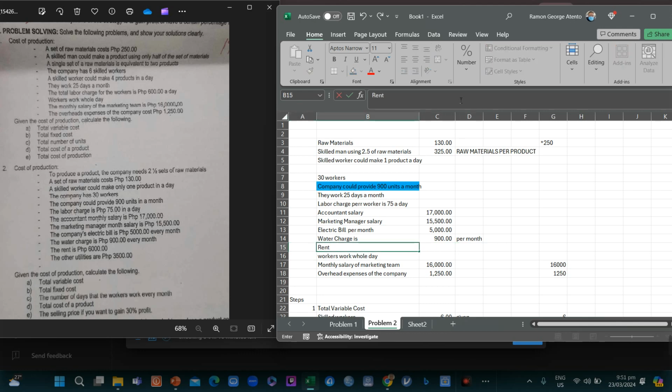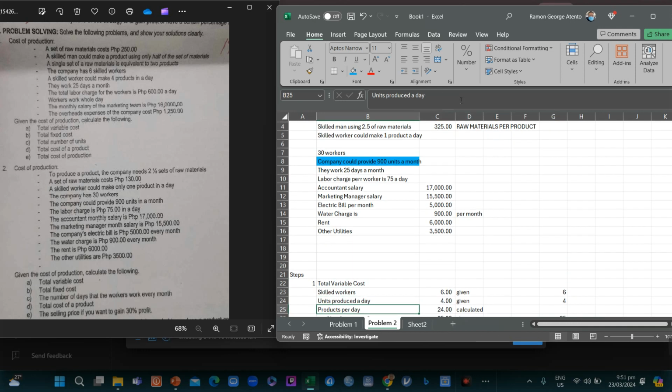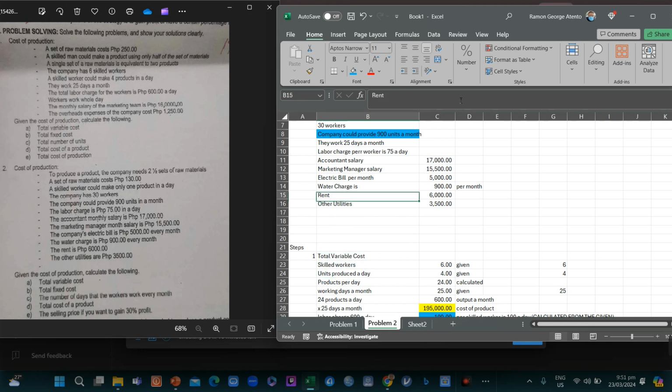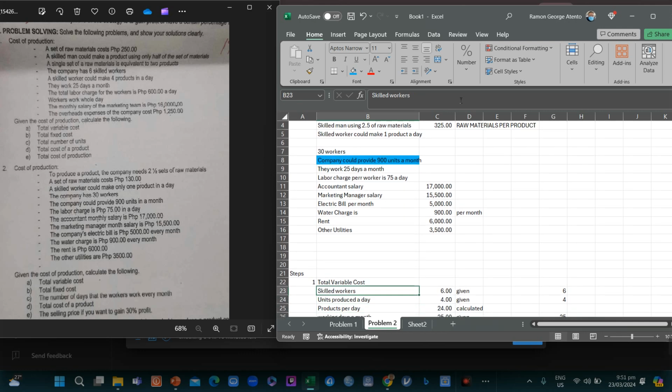Then we have rent. Monthly rent is 6,000. This is assumed to be per month. Other utilities, these are also part of the overhead, so 3.5. So this is not important anymore. Okay, so we are to solve the variable cost. Yeah, I think this is also topsy-turvy. So we have the variable cost.